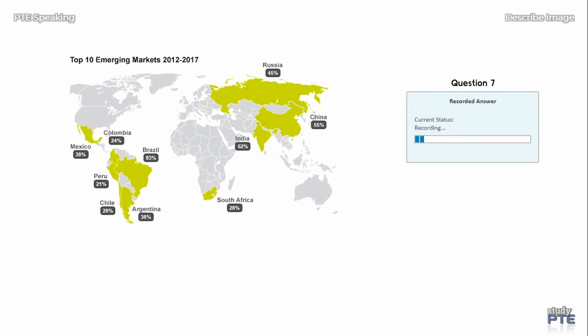The given image shows information about the top 10 emerging markets from the year 2012 to 2017. It also provides information in various categories such as Mexico, Chile, Argentina, India, Russia, South Africa, and China. It is clearly visible from this image that the highest was recorded for Brazil, which is 83%. On the other hand, the lowest was recorded for Peru, which is 21%. In conclusion, it can be stated that this image shows very crucial and interesting information about emerging markets during the given time period.